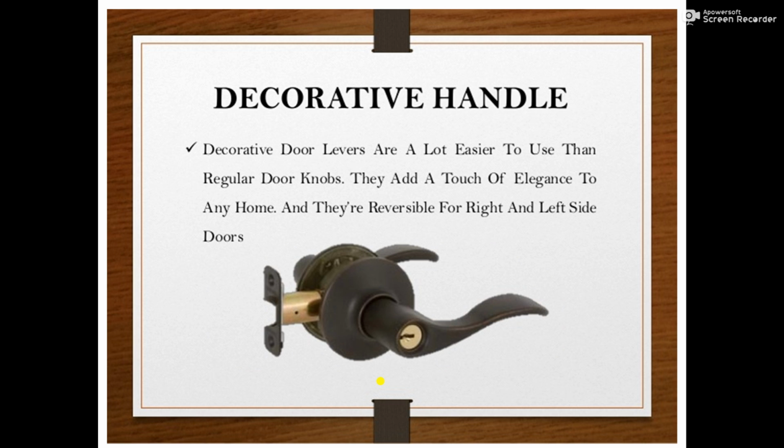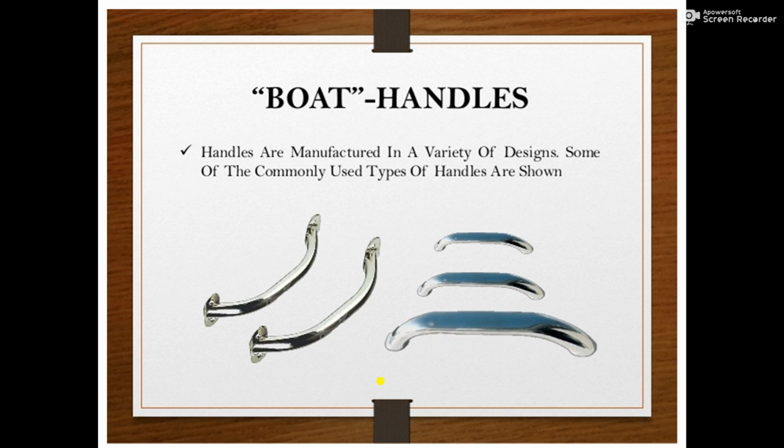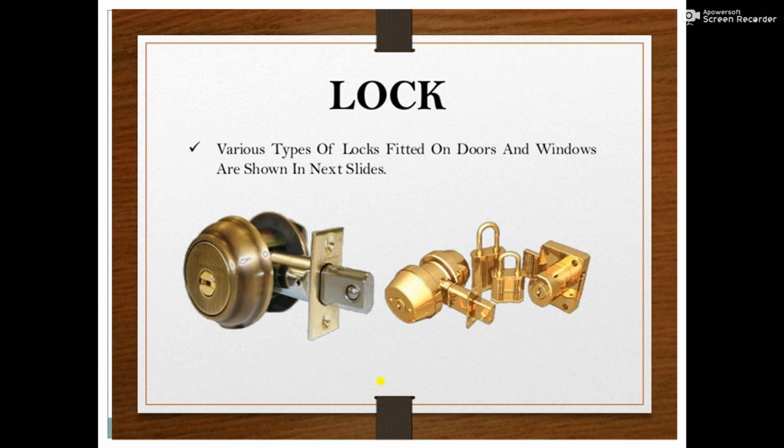The decorative door levers are a lot easier to use than the regular door knobs. They add a touch of elegance to any home, and they are reversible for right and left side doors. So such types of decorative handles are also used in the structure. These are the boat handles, which are generally used for doors and windows.